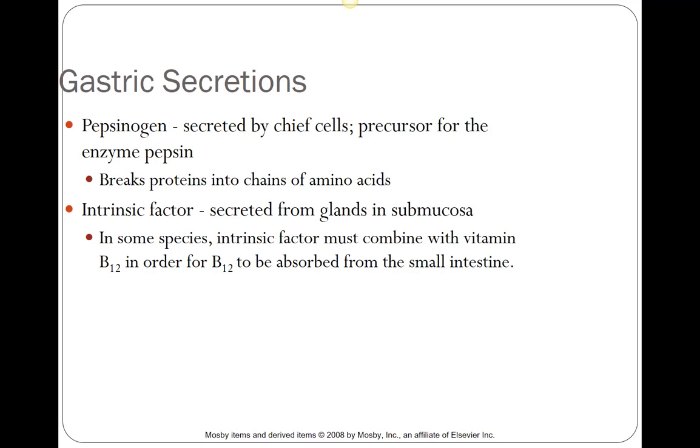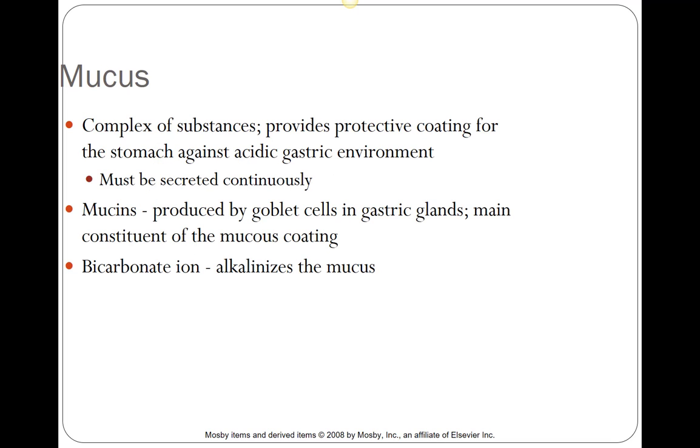Secretions: the pepsinogen by the chief cells, they're precursors to pepsin, and pepsin is very important in breaking proteins back down into amino acids. There's also something called intrinsic factor, which is secreted by certain glands in the submucosa. And intrinsic factor is very important for absorption of B12 into the body through the small intestine. A lot of times B12 is broken down in the stomach, or its components around it are, and then intrinsic factor attaches to that B12 and allows it to be transported to the small intestine where it's absorbed.